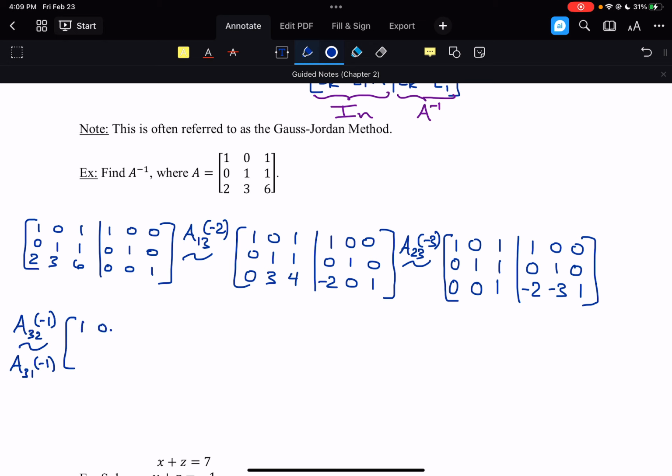On the left-hand side, we have the identity matrix. On the right-hand side, let's see what we get. So we have -2, -3, 1. Multiply this by -1 and add it to here. So that's going to be 2, 4, -1. And then do the same thing to the first row. That's 3, 3, -1.